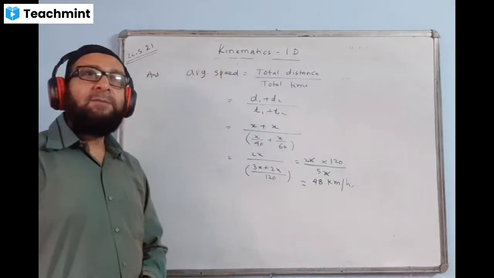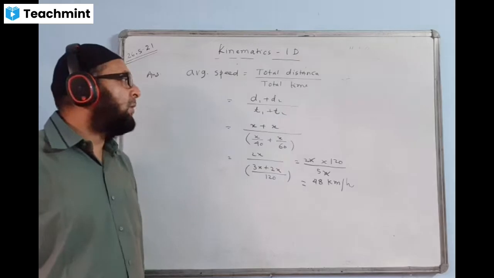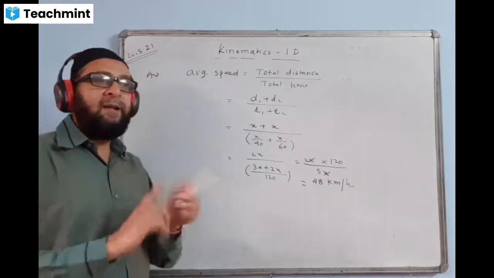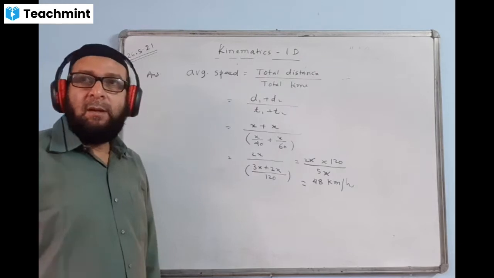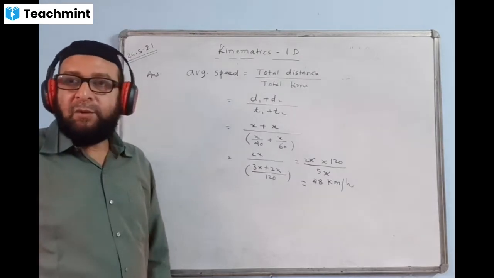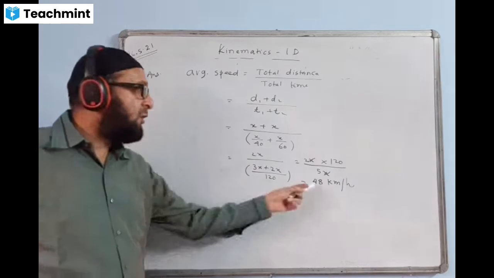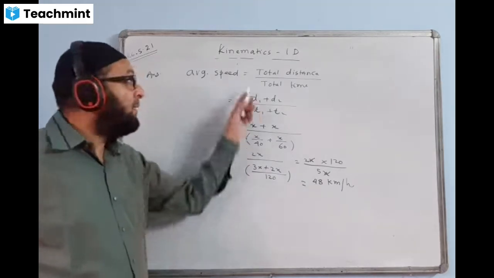In this question, some students make a mistake. What do they do? They simply add and find the average. They do 40 plus 60 divided by 2, which is the wrong answer. If you do 40 plus 60 divided by 2, the answer will become 50. Whereas the actual answer is 48. You have to go by the formula here.